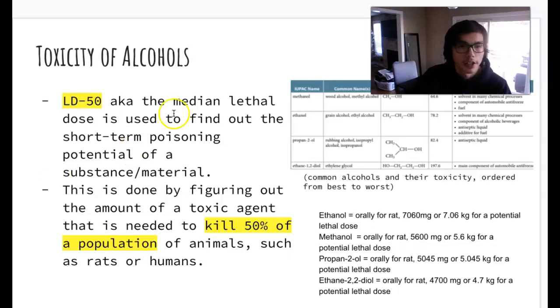Now, here are some common alcohols and their toxicity order from best to worst from LD50. So you have ethanol, which is the best because it takes the most to kill you at 7,060 milligrams or 7.06 kilograms. And you have ethane-1,2-diol for the worst because it takes the least amount to kill you at 4,700 milligrams or 4.7 kilograms.